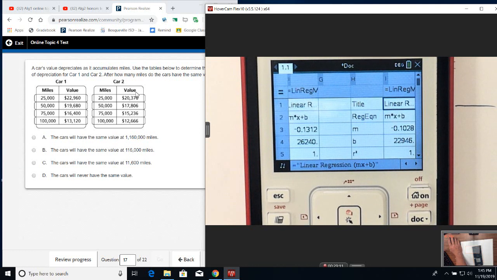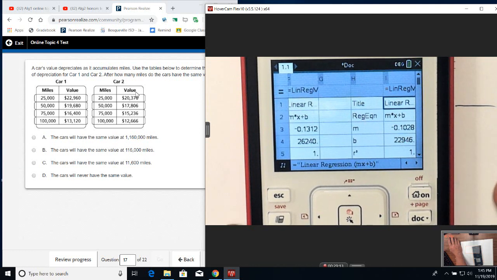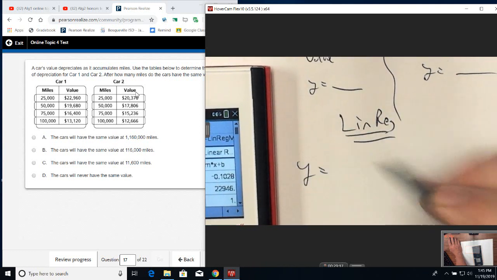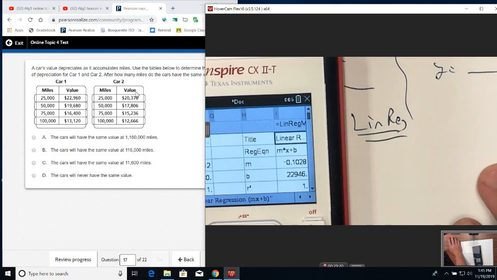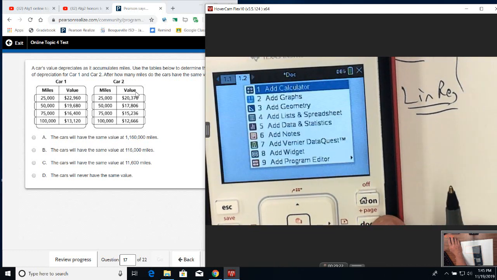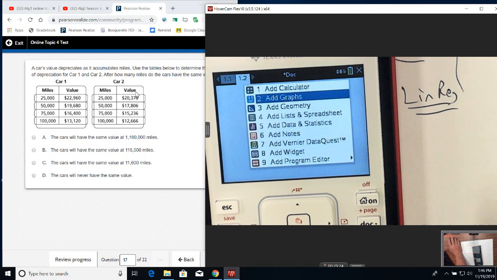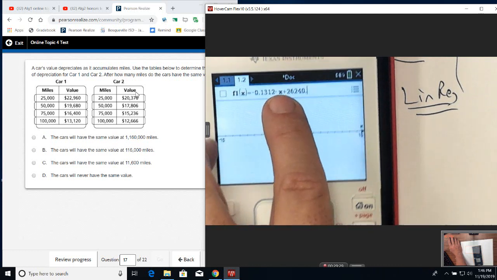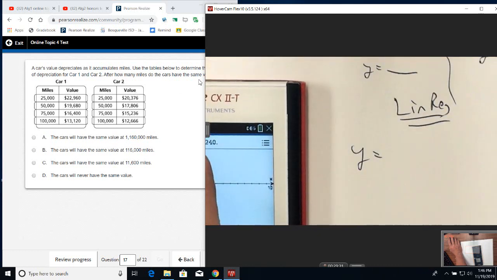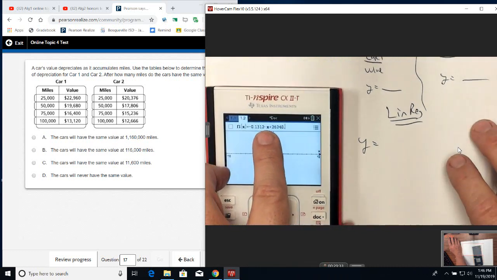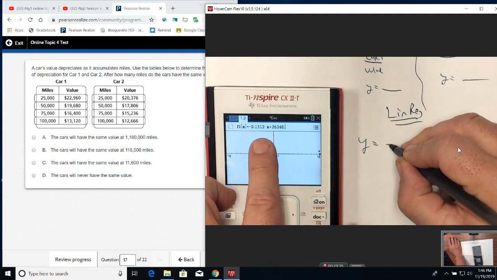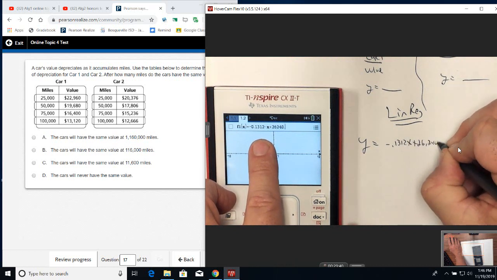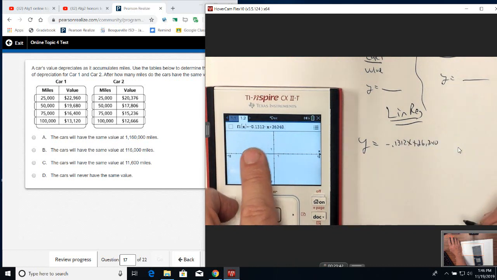Watch. Add a page. And the graphs are already there. The equations are already there too. So what's the equation for car 1? Right? And what's the equation for car 2? Well, look. Just go to add a page. Add the graph. And then go up to function 1. That's the equation for the value of car 1. It's negative 0.1312x plus 26,240.